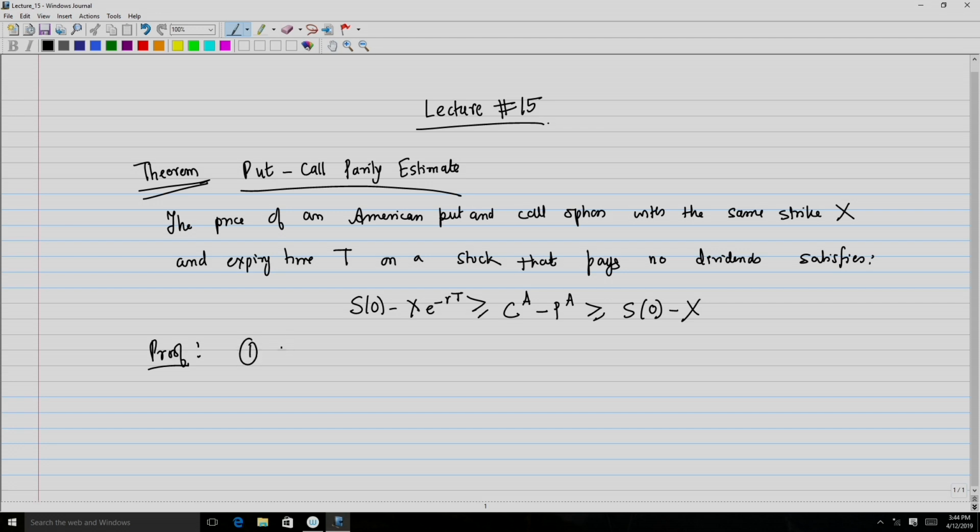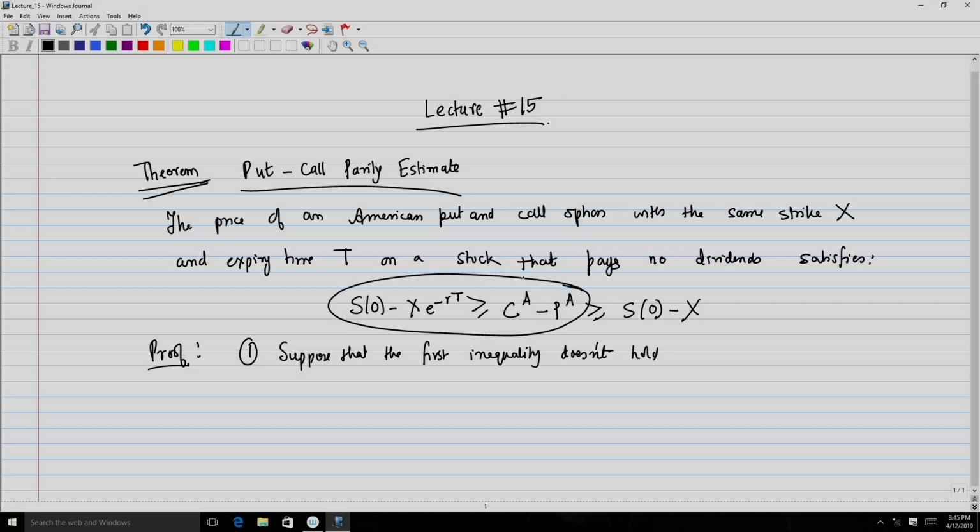So, first of all suppose that the first inequality does not hold. By this I mean that I assume that this inequality does not hold. So, this means that C A minus P A is actually greater than S 0 minus x e raised to minus r t. So, this is C A minus P A minus S 0 plus x e raised to minus r t is strictly greater than 0. Then what is the strategy I am going to adopt?